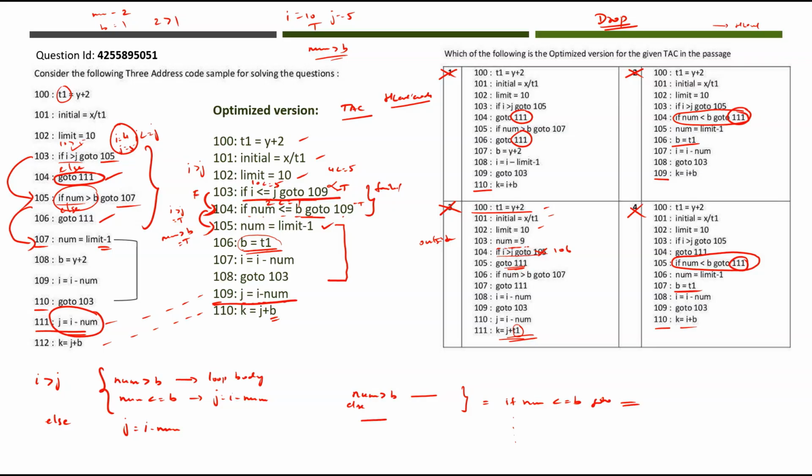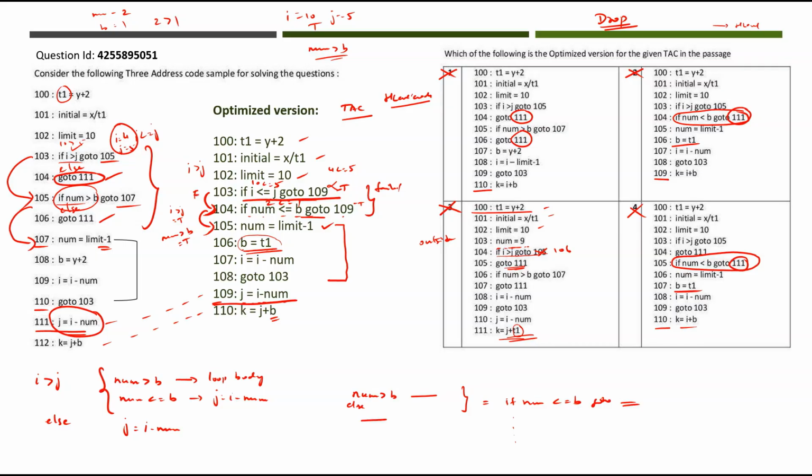If you have to work it out in general, you have to go with constant folding, you have to go with dead code elimination. There are lots of processes. But for this particular question, we cannot go so deep because this is just a sample. Initial might be used after 112. Limit might be used after line 112.